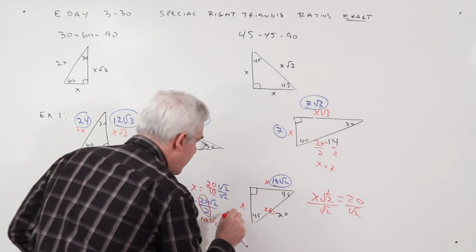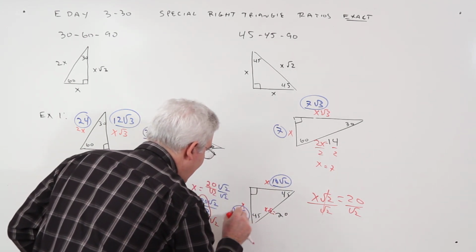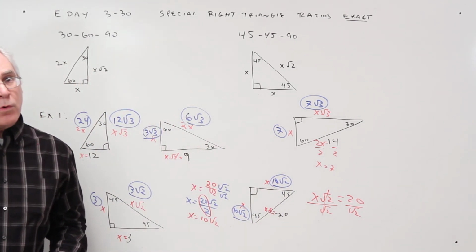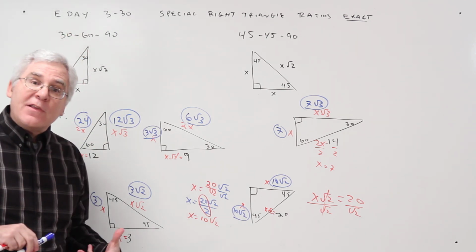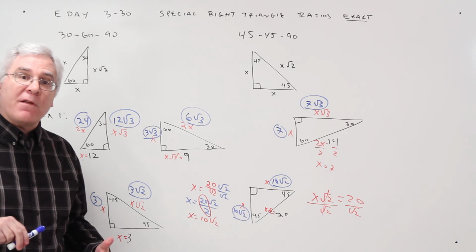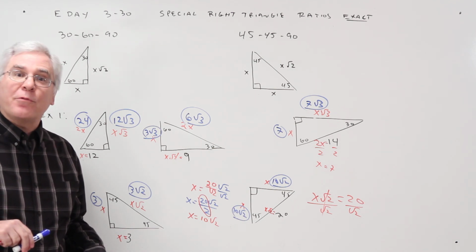10 radical 2 and 10 radical 2. Whew! So there you have it. How to solve 30, 60, 90 and 45, 45, 90 special right triangles.